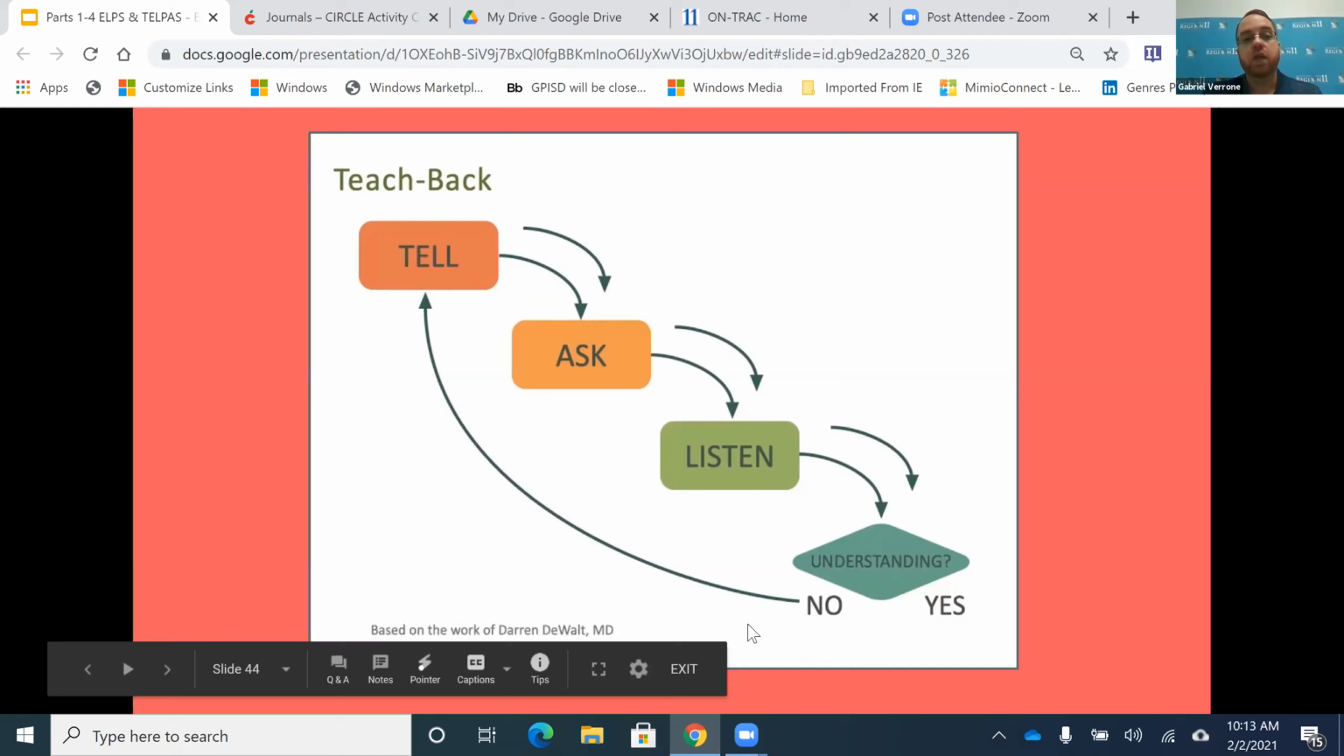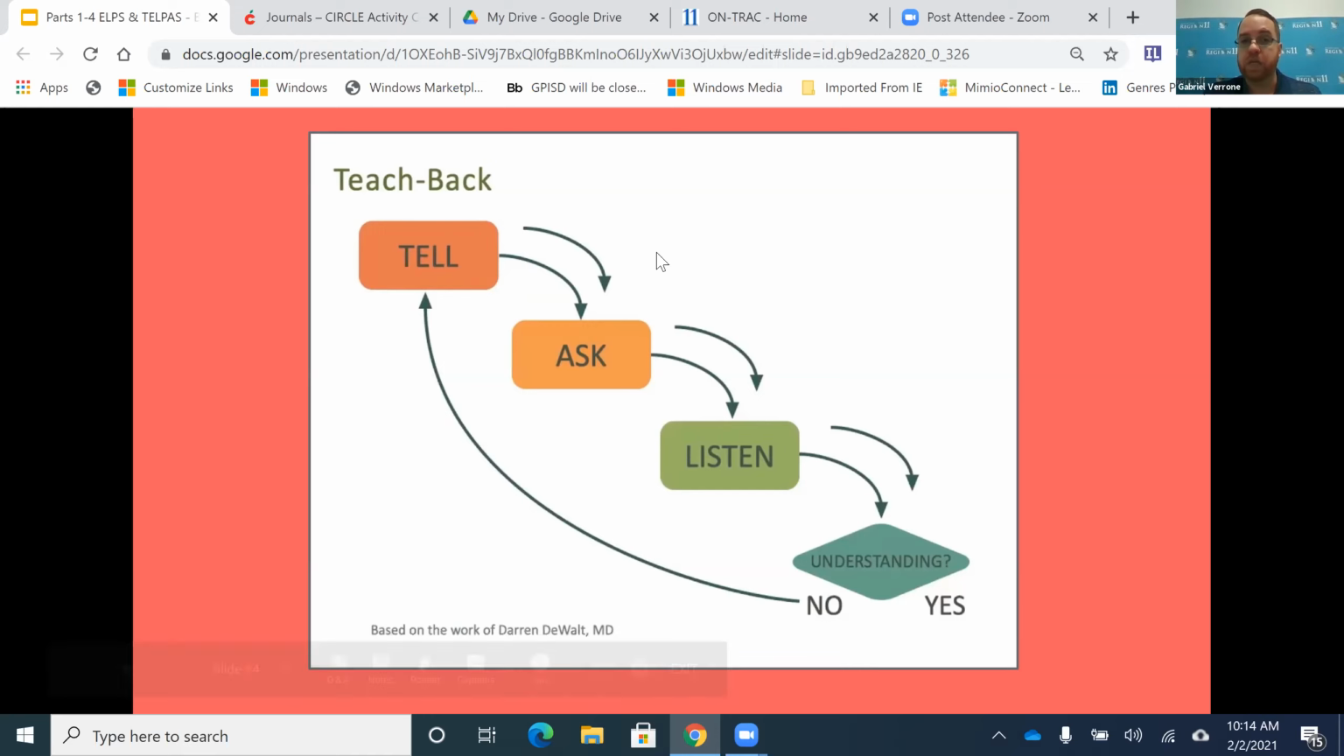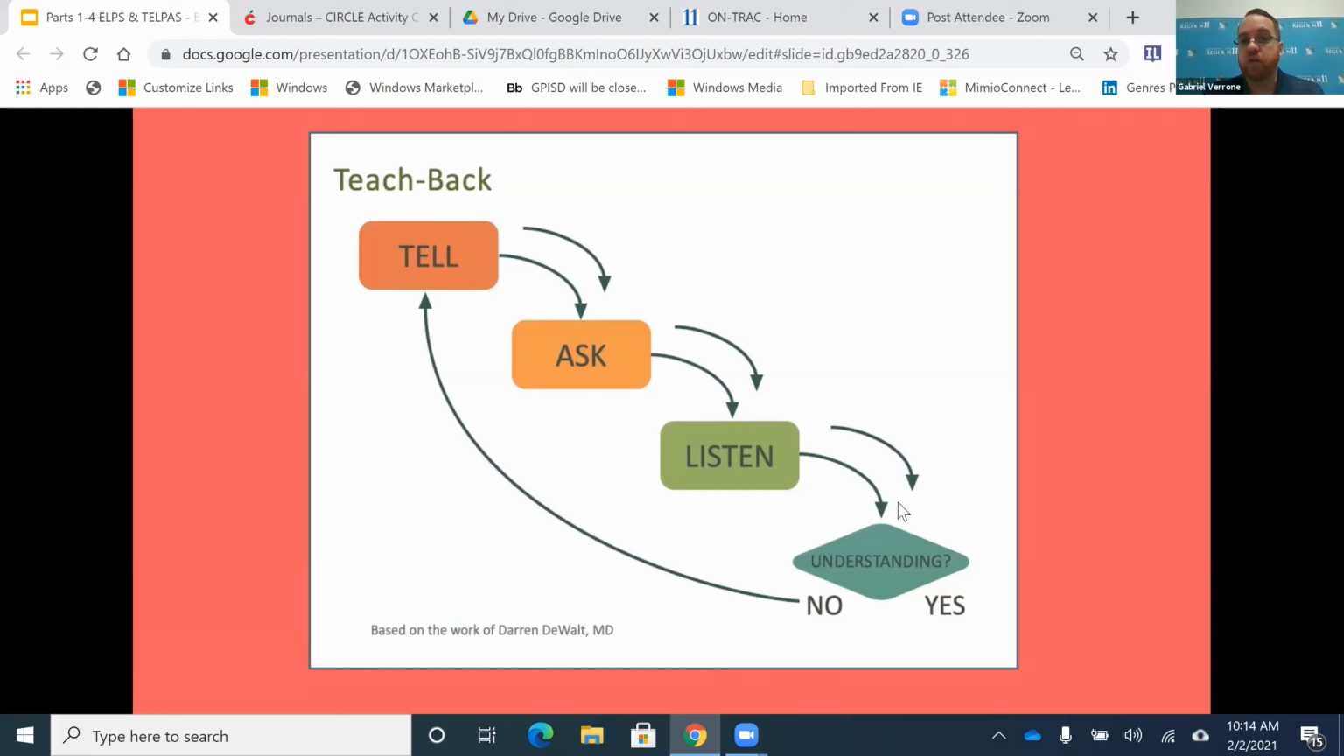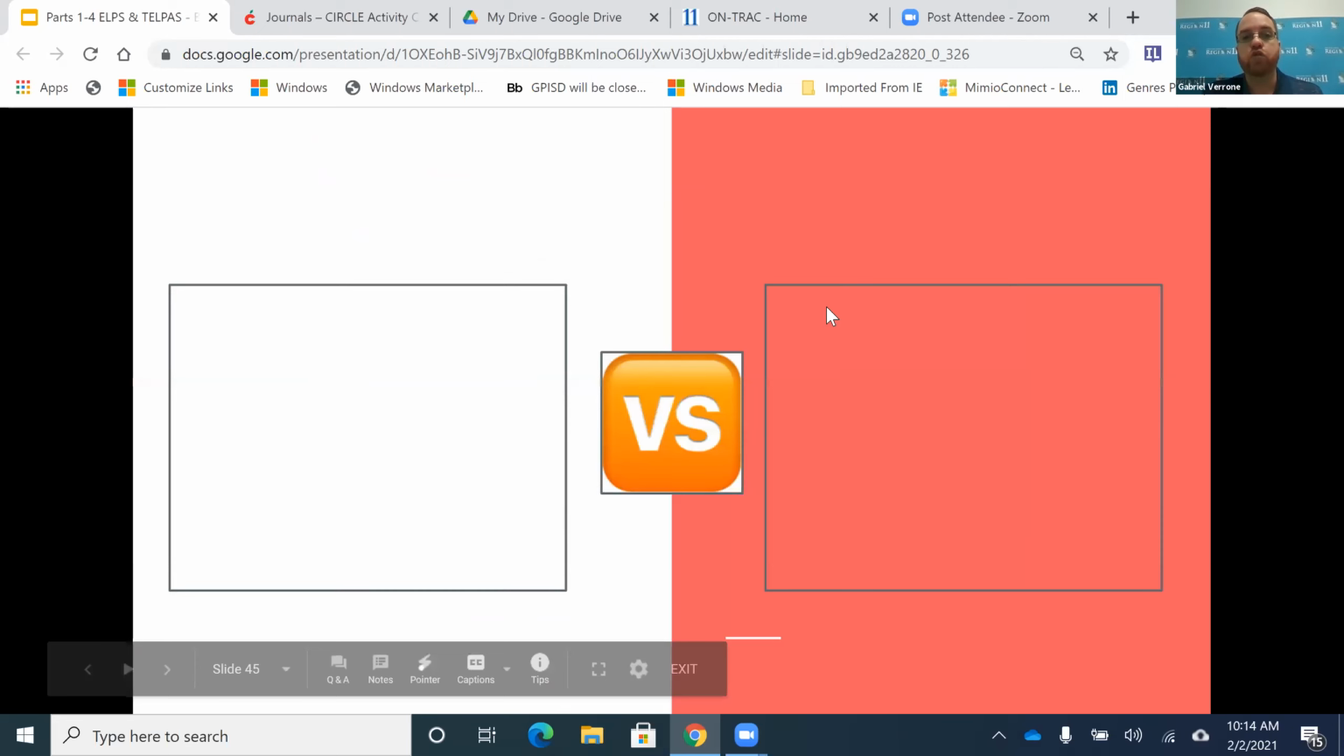If they don't, then you come back, you tell them the part that is missing, you ask them to repeat it, you listen again, and you verify understanding, okay? Now, again, I wouldn't do this more than 2 or 3 times with any individual, right? Because then it's just frustrating. But this is a really good way for us to address misunderstandings. Okay, so we're going to do two different examples.